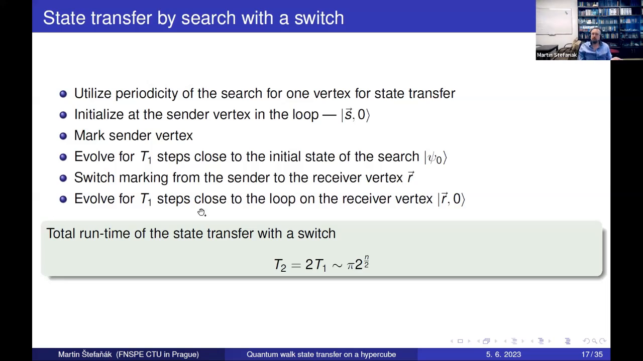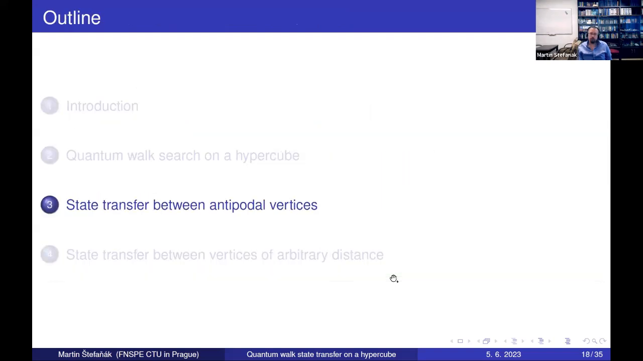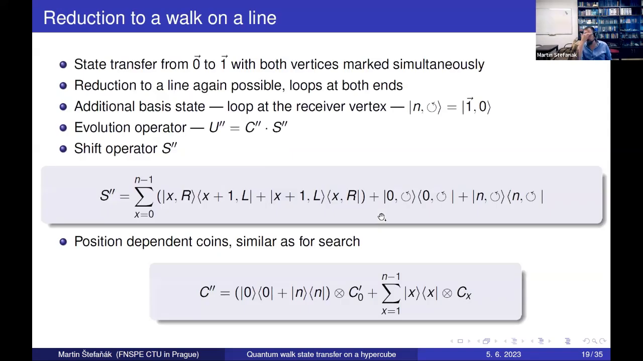And then we do the search again, right? So we evolve for T1 steps and we get from psi zero to the loop at the marked vertex, at the receiver vertex. So with this strategy, where we switch on and off the marking of the sender and receiver vertices, we can utilize the search directly to do the state transfer in twice the number of steps needed for the search. But we can actually do it faster if we have both sender and receiver vertices marked at the same time. That's what we're going to show.